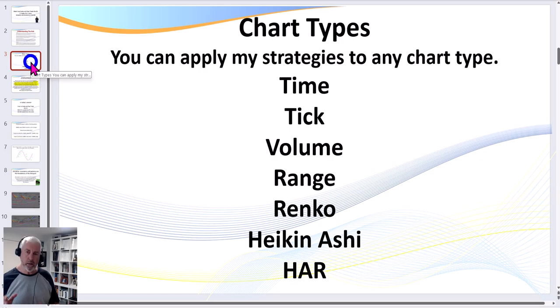Now, I love Renko and tick charts. However, what I'm showing you here you can apply to any sort of chart, so it doesn't matter. And also it doesn't matter which market you trade, whether it be the CL, ES, gold, stocks, forex. The setups are generic. They appear on every market on every time frame.